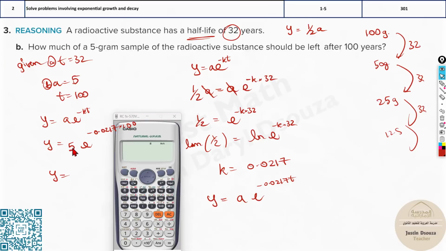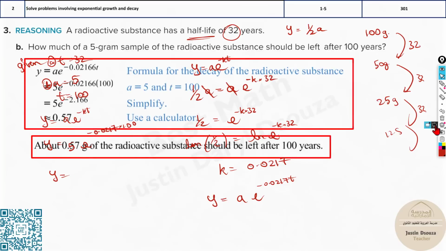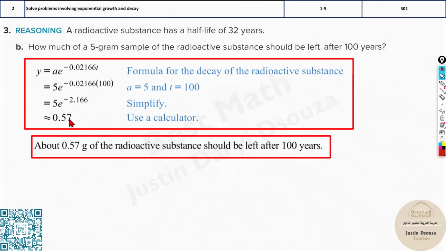Here, remember, there is no variable like x on the other side of the equal sign. So you just put this entire right side in the calculator without any variables. So it's 5 times e to the power minus 0.0217 multiplied by 100. So here we get 0.57. So that is what remains. If you have a 5 gram sample right now, after 100 years for this particular condition, only 0.57 grams will remain. So that will be the answer. See, 0.57.